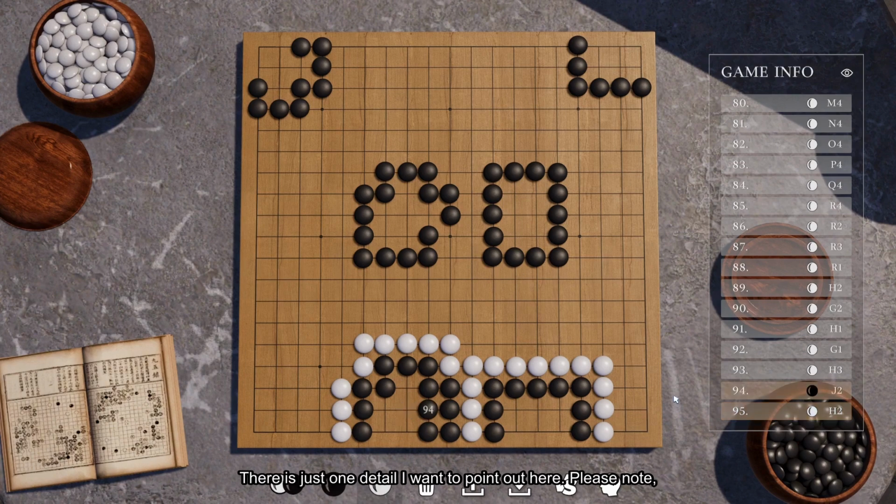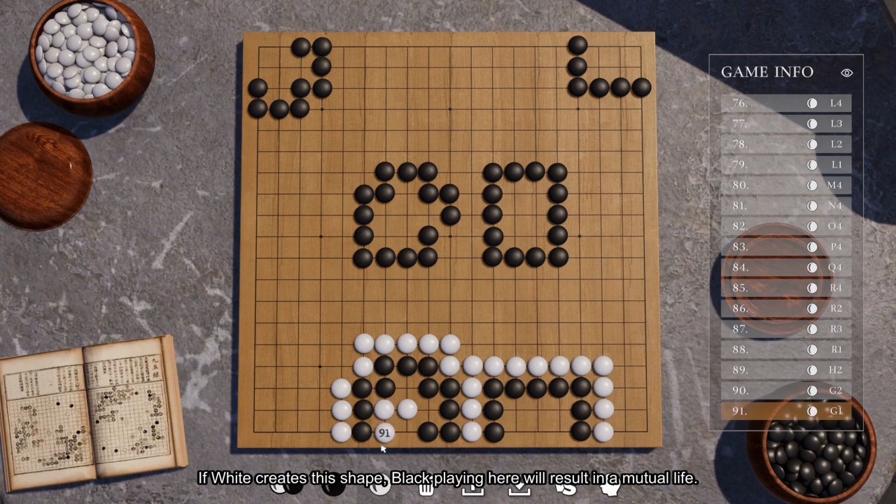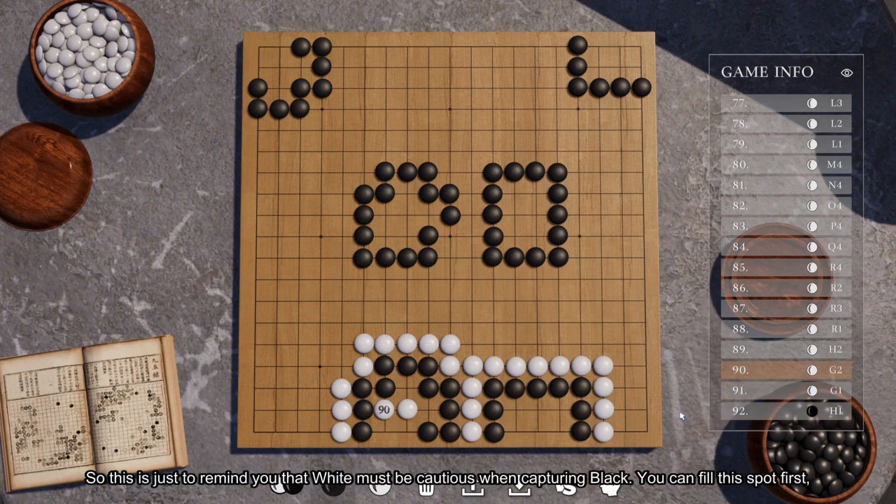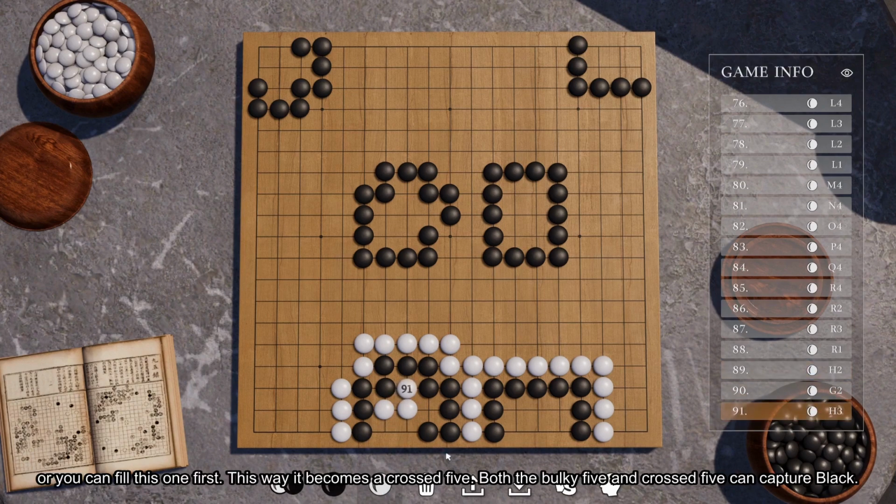There is just one detail I want to point out here. Please note, when filling in the stones, white must be careful not to fill the wrong spot. If white creates this shape, black playing here will result in a mutual life. Now, we haven't covered the concept of mutual life yet, but we will discuss it in later lessons. So this is just to remind you that white must be cautious. When capturing black, you can fill this spot first, or you can fill this one first. This way it becomes a crossed 5. Both the bulky 5 and crossed 5 can capture black.